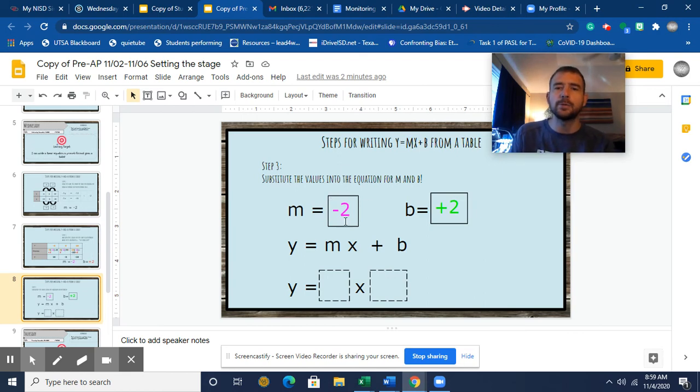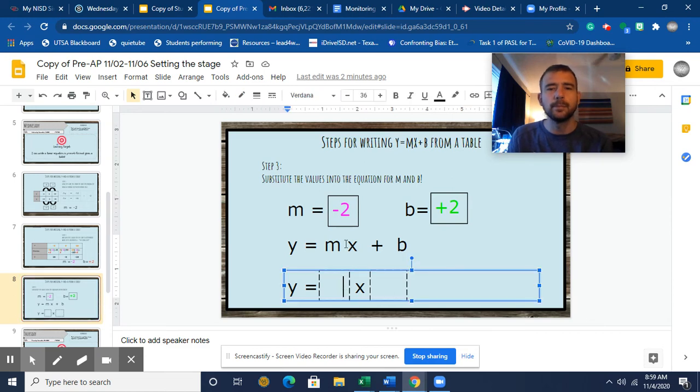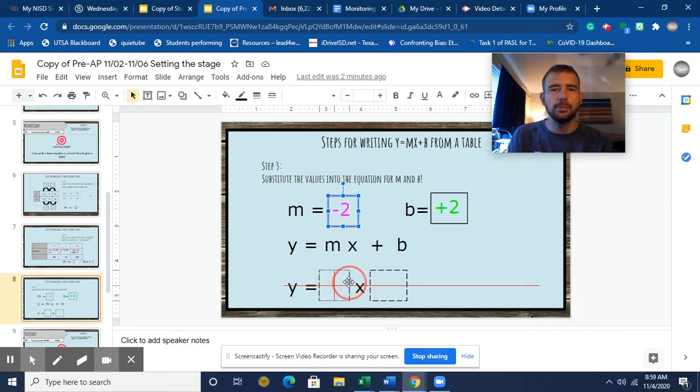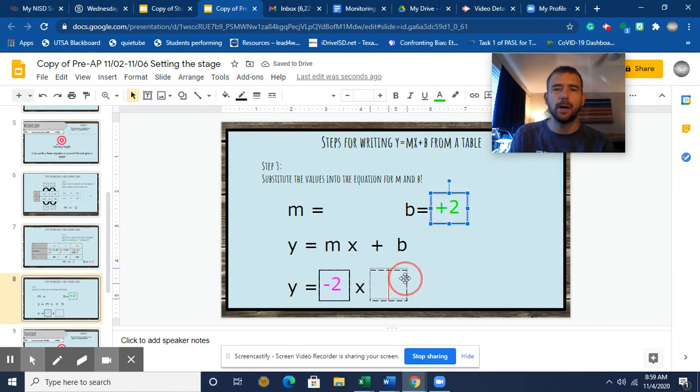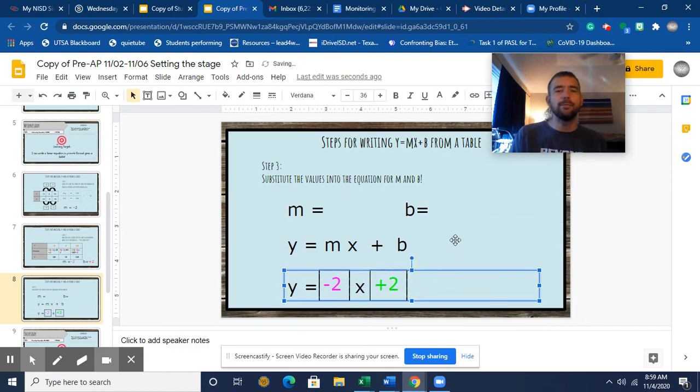So then now all I've got to do is replace the letter M with negative 2. And then I replace B with positive 2. Now remember, I leave the plus sign because it's a positive. If this y-intercept was a negative 2, then we wouldn't write plus negative 2. We would just write negative 2. Okay, so that is your steps for writing an equation in slope-intercept form given a table.